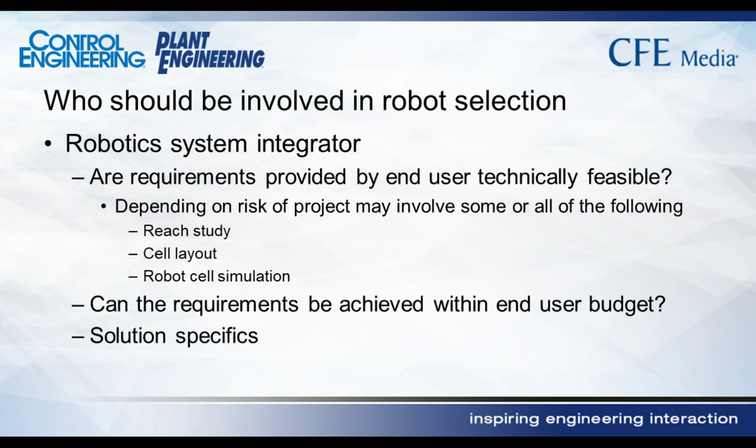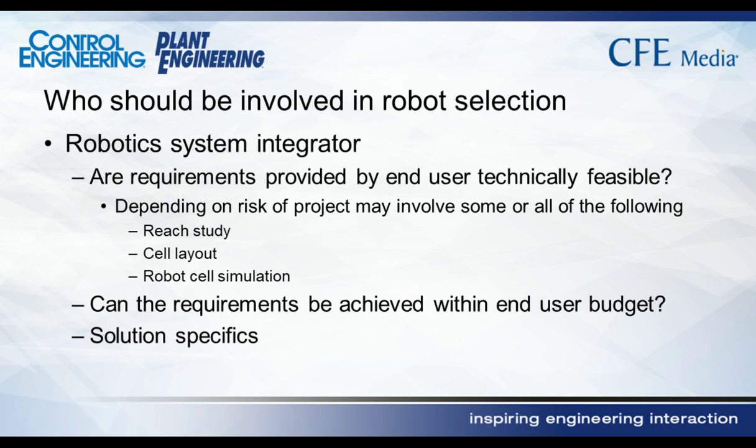Once the robot cell specification has been developed, it is the integrator's job to take this specification, determine if the specifications are technically feasible, and if it can be accomplished within the end user's budget. To do this, they may do a reach study, create a draft cell layout, or even do a complete robot simulation. How this is accomplished depends on the integrator, how difficult the task is, and how much risk is involved.